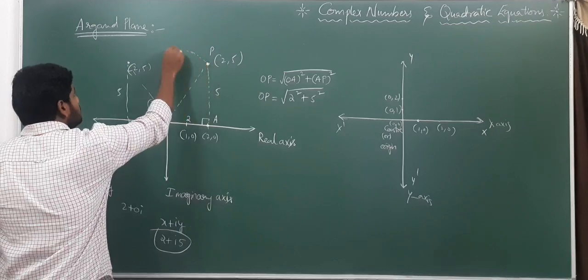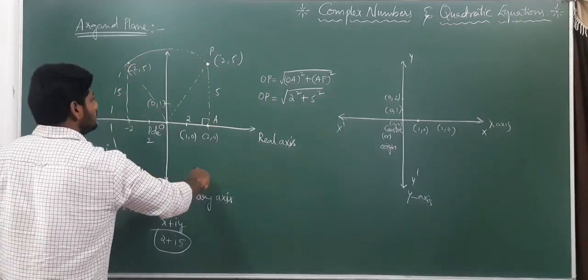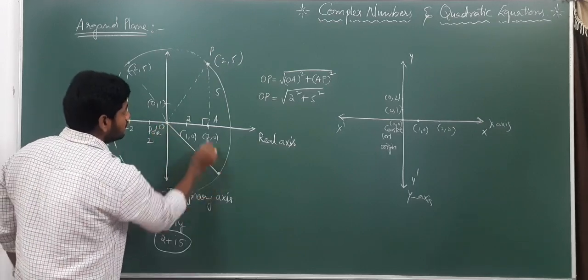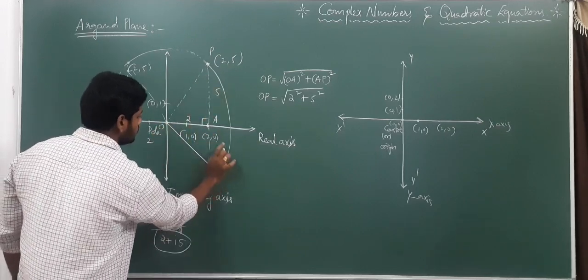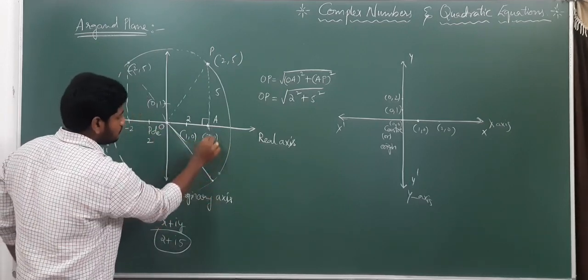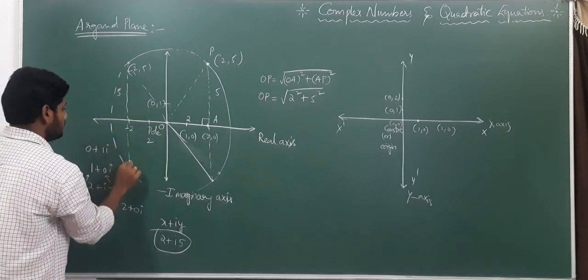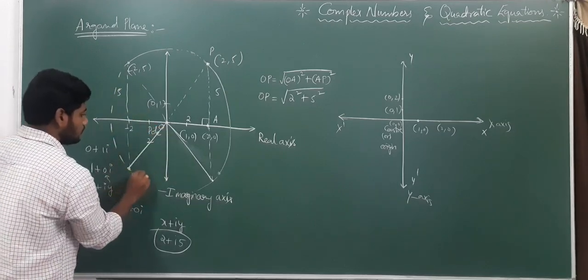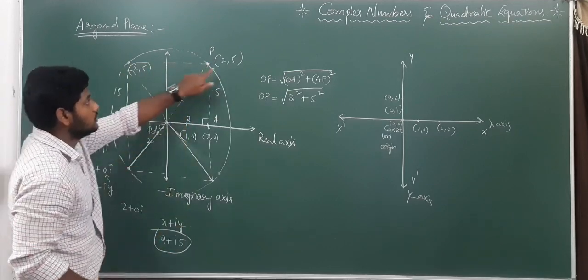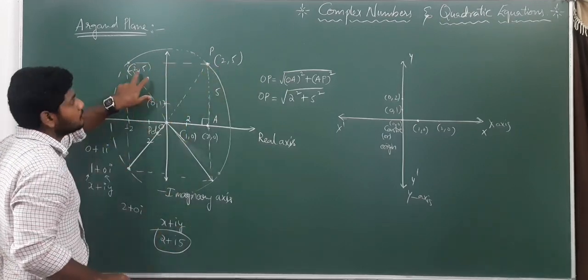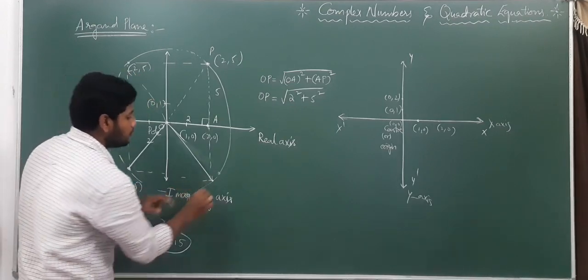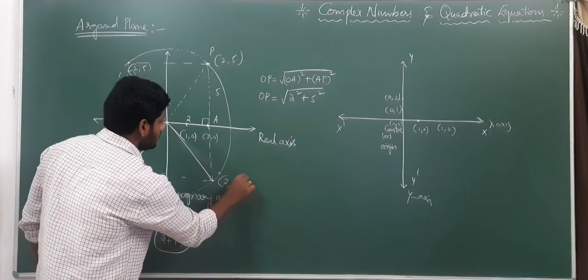So again this value is square root of 2 square plus 5 square. So like that, from this point if we make a circle, what is this point here? Nothing but this point, right? And again this point. Are you understanding? So this point 2 comma 5, this point minus 2 comma 5, this point minus 2 comma minus 5, this point 2 comma minus 5.